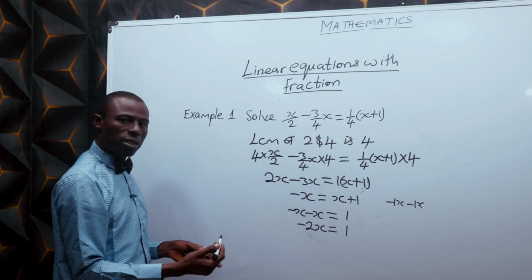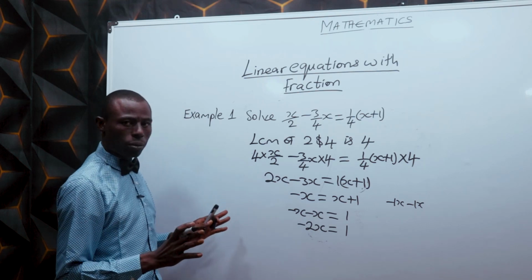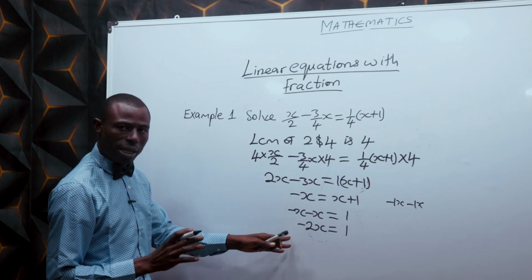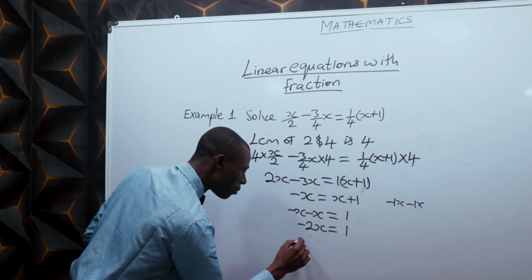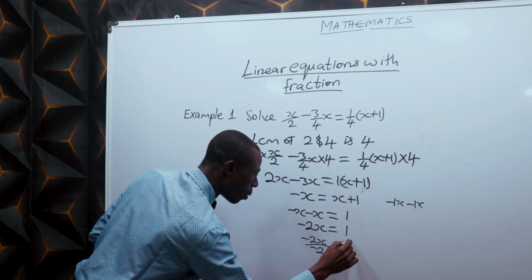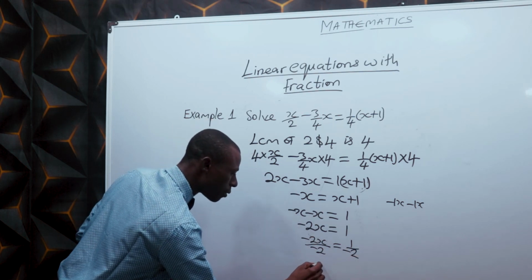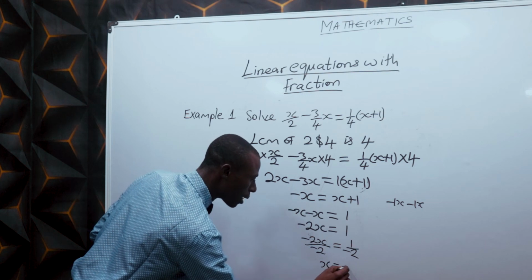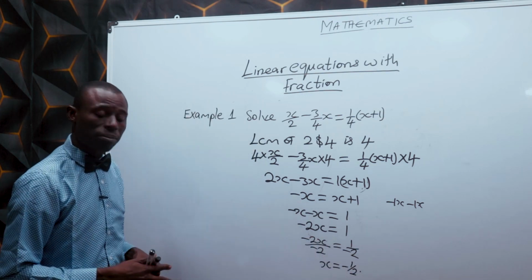So the next thing we do here is to divide both sides by negative 2. The negative 2 here is the coefficient of x, so let's divide both sides by it. We have negative 2x divided by negative 2, which is equal to 1 divided by negative 2. Negative 2x divided by negative 2 gives us x, which is equal to negative half. And that is the end of that.